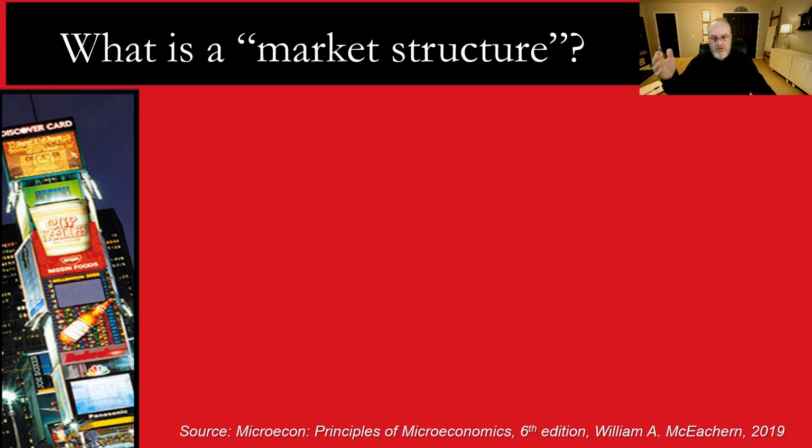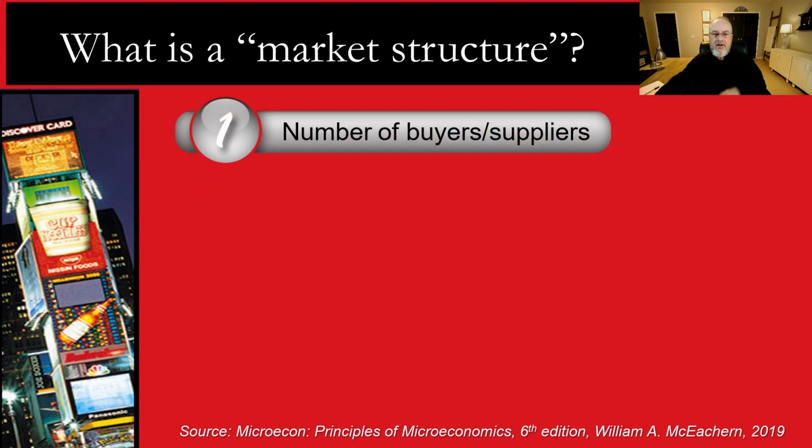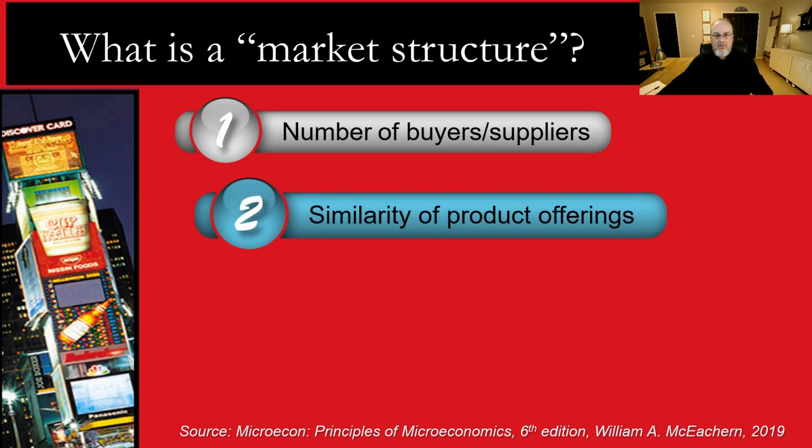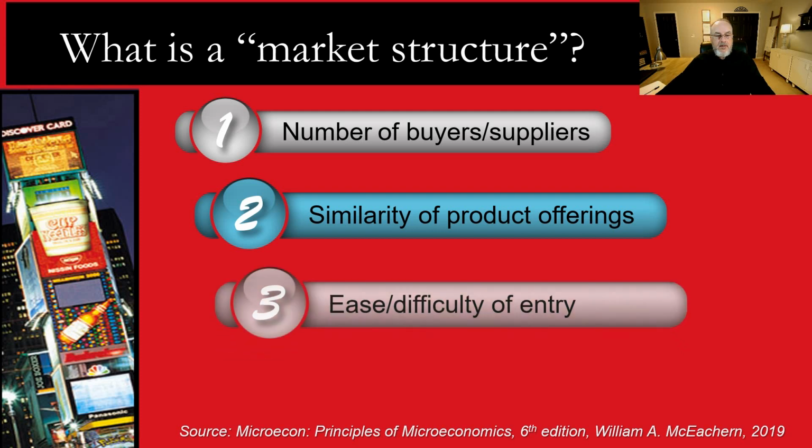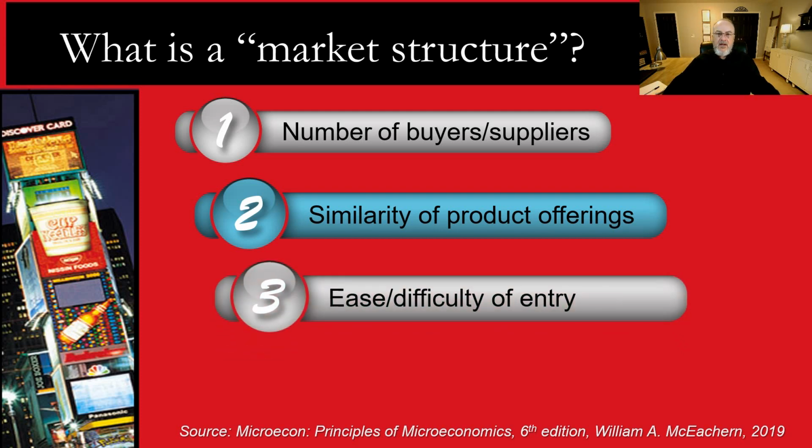And a market structure is just the way the market is set up and operates. It would include factors like the number of buyers and the number of suppliers. Are there tons of buyers and suppliers? Are there a few buyers and a few suppliers? Or what's the combination? And then the similarity of the product offerings. When you take the suppliers' products, how close are they to one another? How easily can they be differentiated so that customers can know differences and make choices? Thirdly, the ease or difficulty of entry into that market.